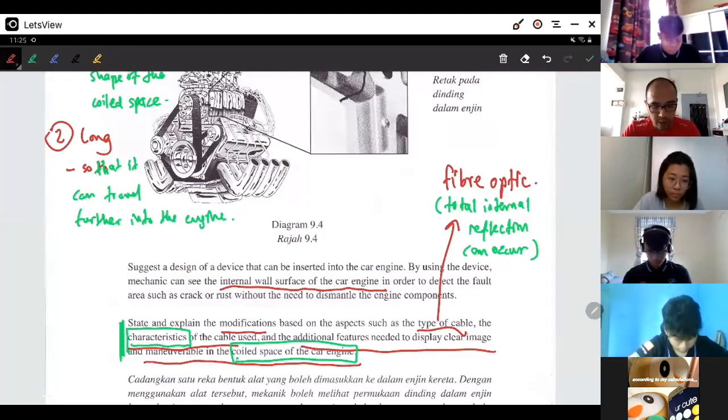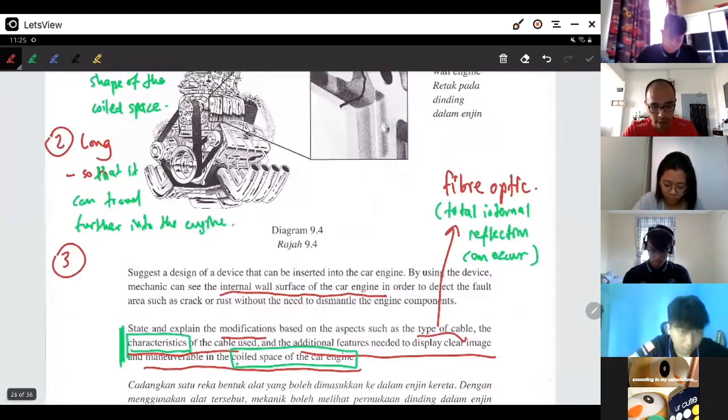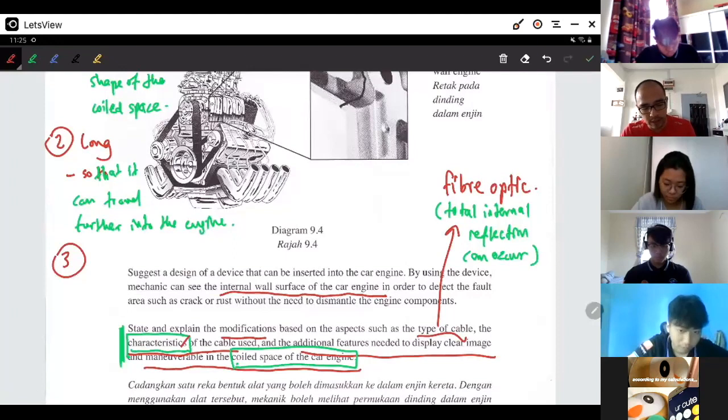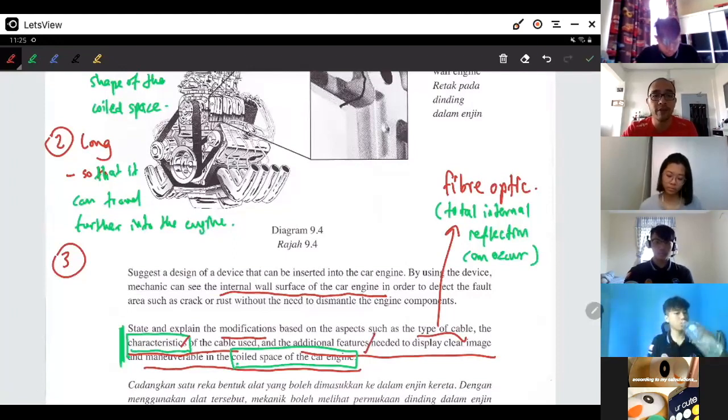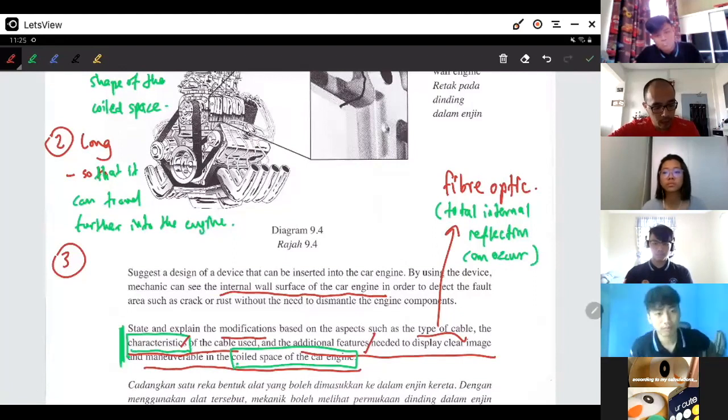Okay, 3. We need another 2 more, I think. Yeah, because it's just one type and then 4 characteristics. Oh, additional features. Okay. Never mind. Anything else? Either characteristics or additional features. So, kalau kau selalu tengok fiber optic ni kan, kau akan tahu. Jeremy cakap thin. Okay.